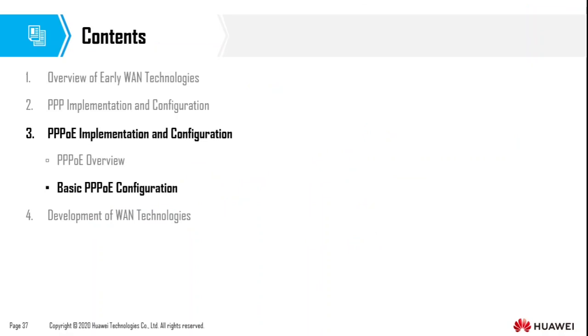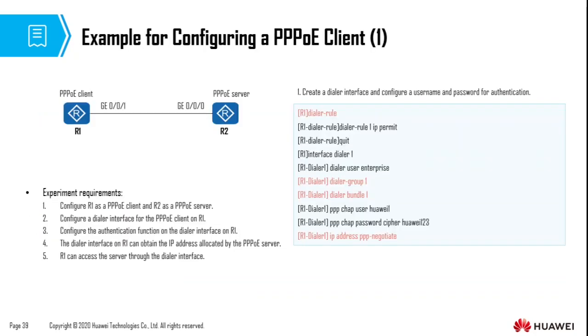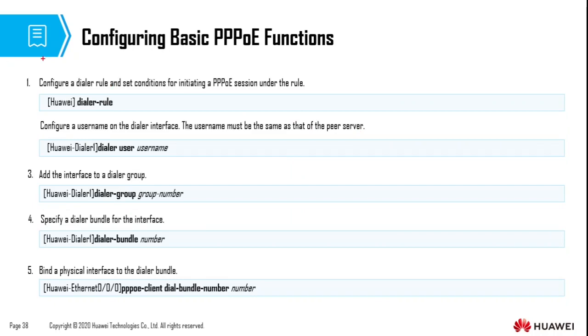So the basic configuration of PPPoE. Normally with PPPoE, we begin by creating what we call a dialer rule. To do that, we configure a dialer rule and set conditions for initiating a PPPoE session under the rule. So we can use the command dialer rule. This takes us to the dialer rule view. So you can see you can enter the ID. So here we are on dialer 1.